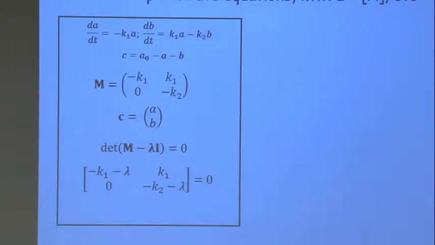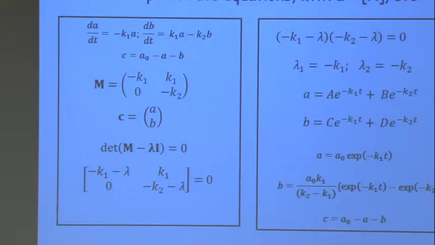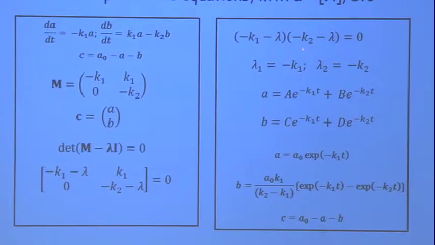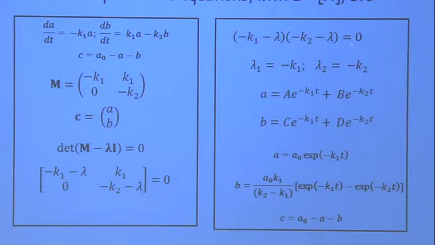We set up the determinantal equation, and it's going to be quite easy to solve because this cross term here is going to be 0. So this is the solution: (minus k1 minus lambda) times (minus k2 minus lambda) is 0. So lambda 1 is minus k1, lambda 2 is minus k2. And so that means that the concentration of a is going to be given by a constant times e to the minus k1 t. That of b is a constant times e to the minus k2 t, and the same sort of form for b as well.